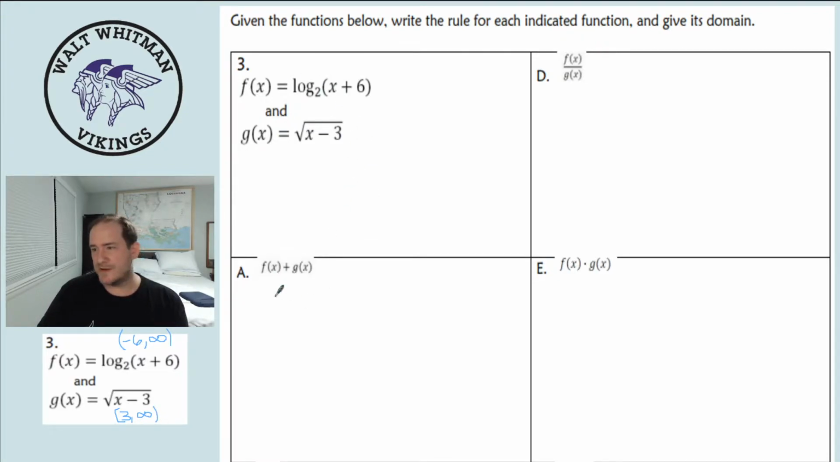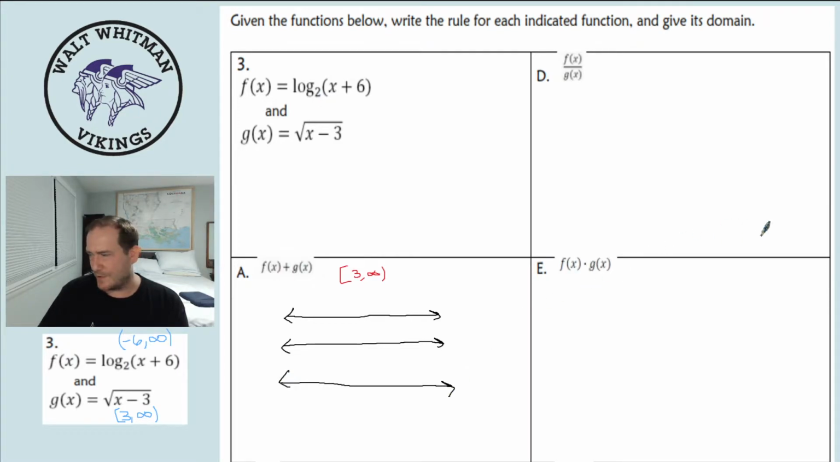So without doing a lick of work, we should already know the domain of our sum function. It's going to be the intersection of these two sets. And if you are not certain what the intersection is, it's 3 to infinity. If you are not certain why it's 3 to infinity, then one thing you could do, which hopefully you won't have to do too many times before you just start to understand intersections, is go ahead and draw a picture.